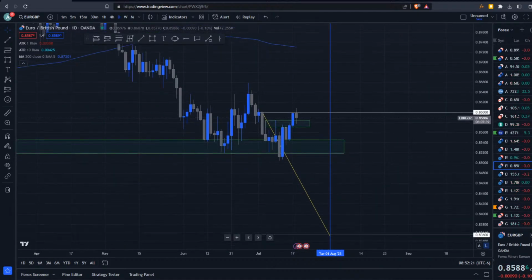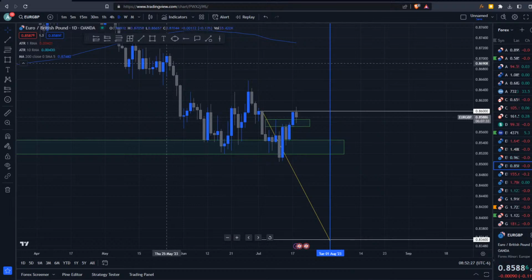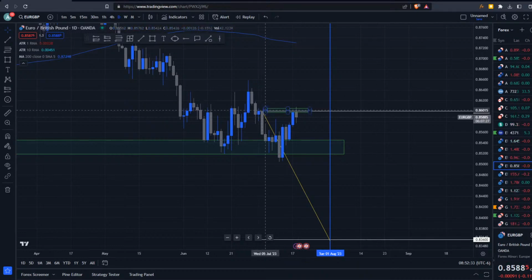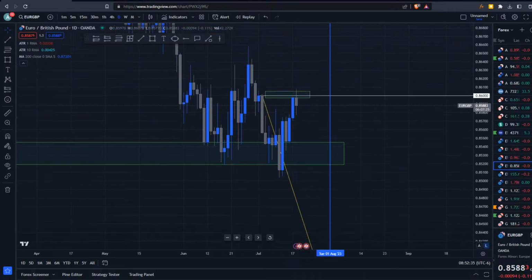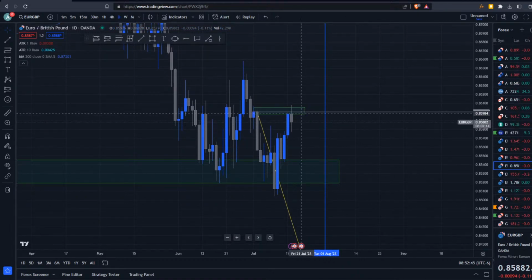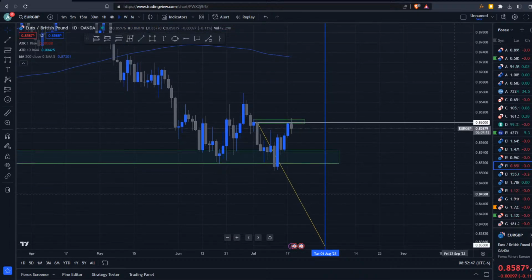Euro pound, don't do much with. Seems to be rejecting this 86 level. It is bearish. If you wanted to, I mean, this is not a good trade by any means, but you can kind of see something forming here right at this 86 level. It's had all month to break above this 86 level and it hasn't. Now it's retesting it again and it's rejecting.